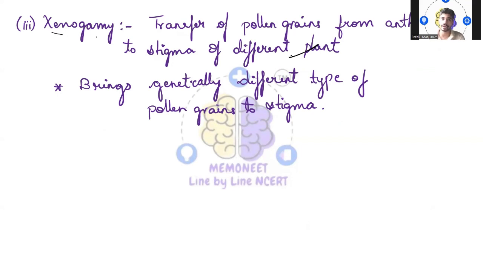And again in xenogamy also you require the pollinating agents. So what are these pollinating agents that I'm talking about? Why do these pollinating agents play a very important role in pollination, and how? Let us discuss now.